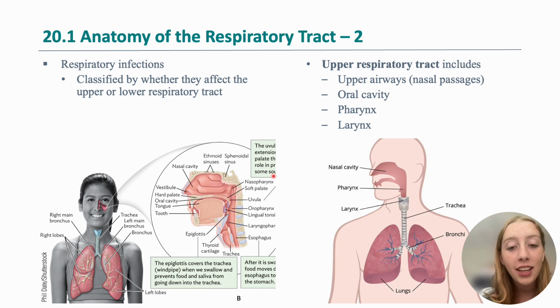The uvula is an extension, right here, of the soft palate that plays a role in producing some sounds. The epiglottis covers the trachea, the windpipe, when we swallow, and prevents food and saliva from going down the trachea, right here. After it is swallowed, food moves down the esophagus to reach the stomach.